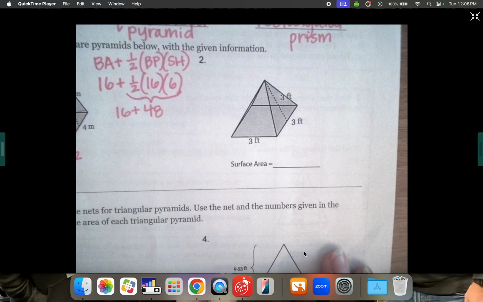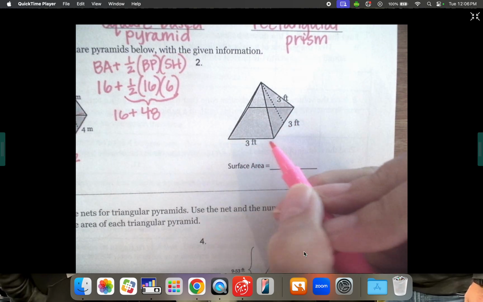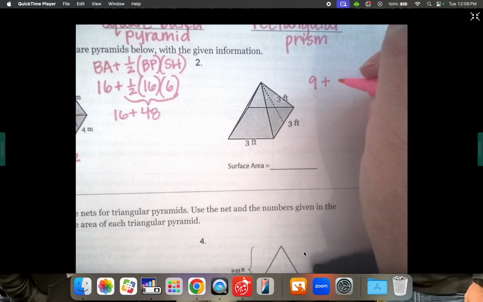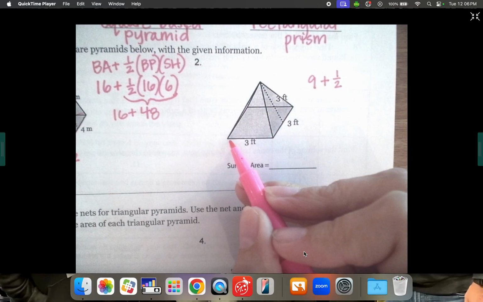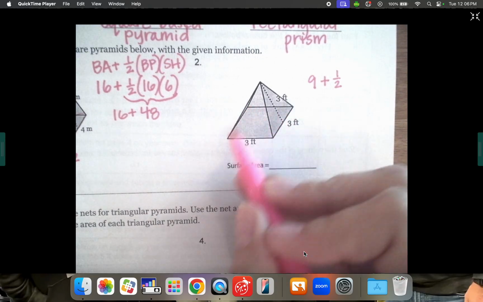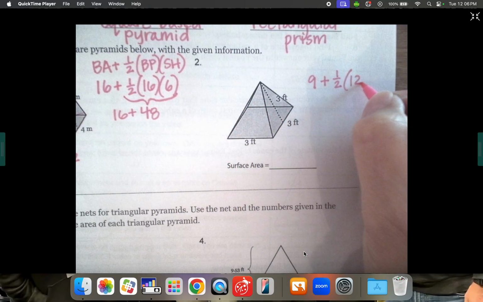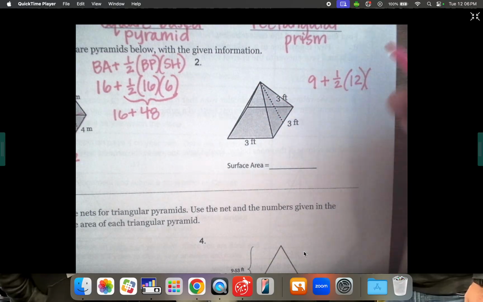All right, so really quickly, same thing. We're going to do the base area. The area of the base is a 3 by 3, so 3 times 3 is 9. Plus, I'm going to do 1/2 of the base perimeter, which the base perimeter is 3 plus 3 plus 3 plus 3, which that is 12. And times the slant height. And the slant height is also 3.